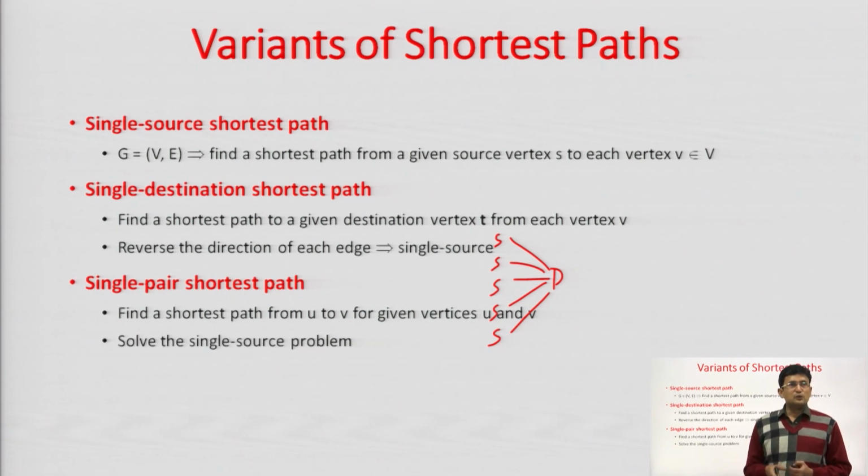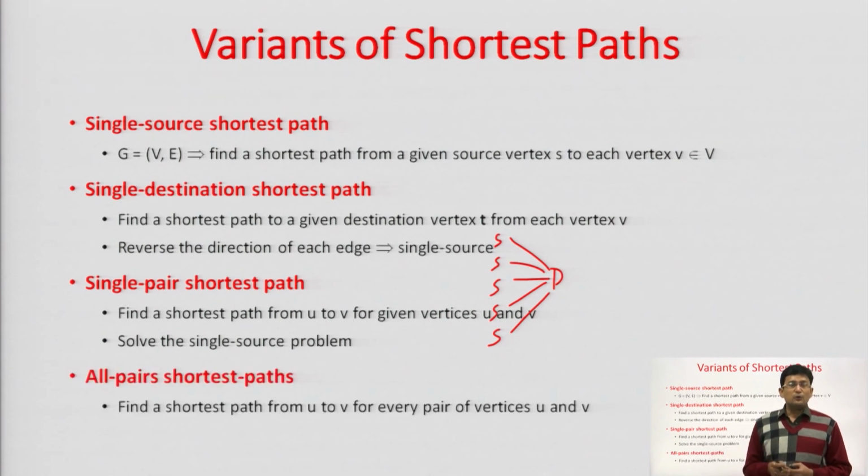So this problem can also be solved using the single source shortest path problem. Now another variant of the shortest path problem is the all pair shortest path problem. In the all pair shortest path problem, we have to find out the shortest path between every possible pair of vertices in the graph.